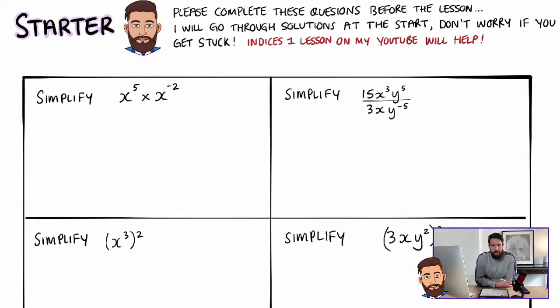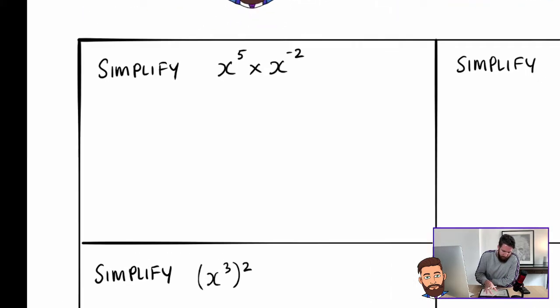Welcome to Indices 2. This is the second lesson of a three-part series where we will start to look at some of the more advanced indice laws. Last lesson we looked at and discussed the basic laws, and we viewed a variety of examples of how those laws work. Hopefully you managed to download the worksheet and have a go at the starter questions. We'll start by going through the solutions to these.